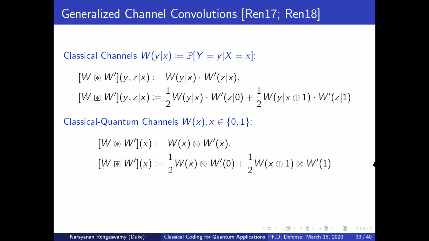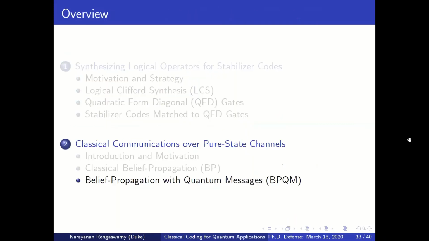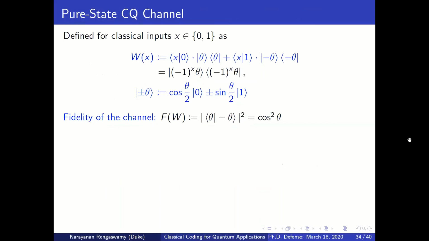Okay, that's all very nice. It seems natural, but how do you actually define an algorithm that is based on this channel convolution? BP is the well-defined algorithm for this classical channel convolution, and how do you actually do that for the quantum case? So Renes's algorithm is only defined for a specific channel called the pure state channel.